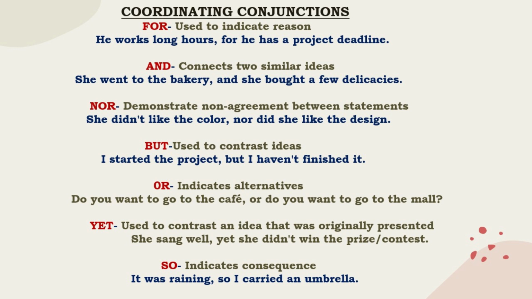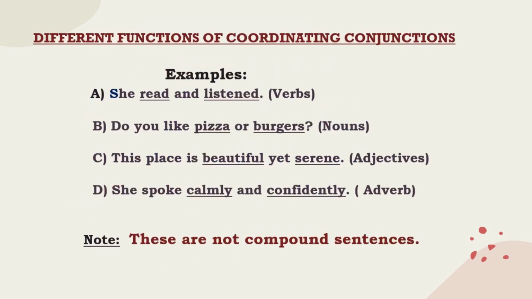So indicates consequence. Another word for this would be as a result. It was raining, comma, so I carried an umbrella. Coordinating conjunctions serve many different functions. Let us take a look at these sentences. She read and listened. The coordinating conjunction and connects the verbs read and listened.